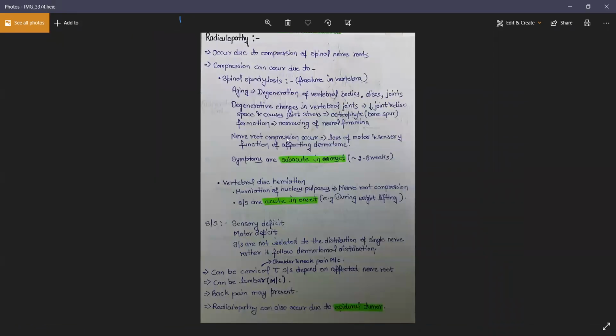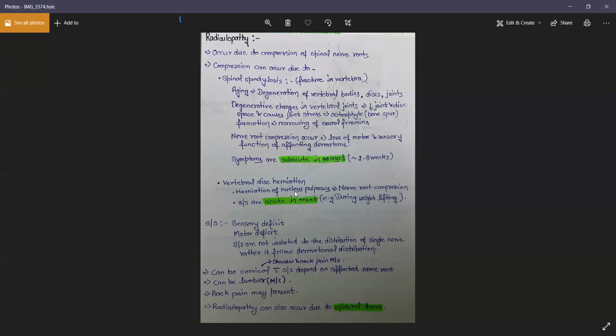And this is basically the cause of your radiculopathy. Okay, it could be an acute type, it could be a chronic type. The chronic type generally involves spinal spondylosis, in which you have a pathological remodeling of the vertebrae, and as a result, the space for the exit of the nerve will get narrowed, and the nerve will be compressed. It will be due to the degenerative changes of the vertebral bodies or the discs or the joints. It is always subacute in onset. Okay, generally it takes 2 to 8 weeks, which means around 2 months to develop.